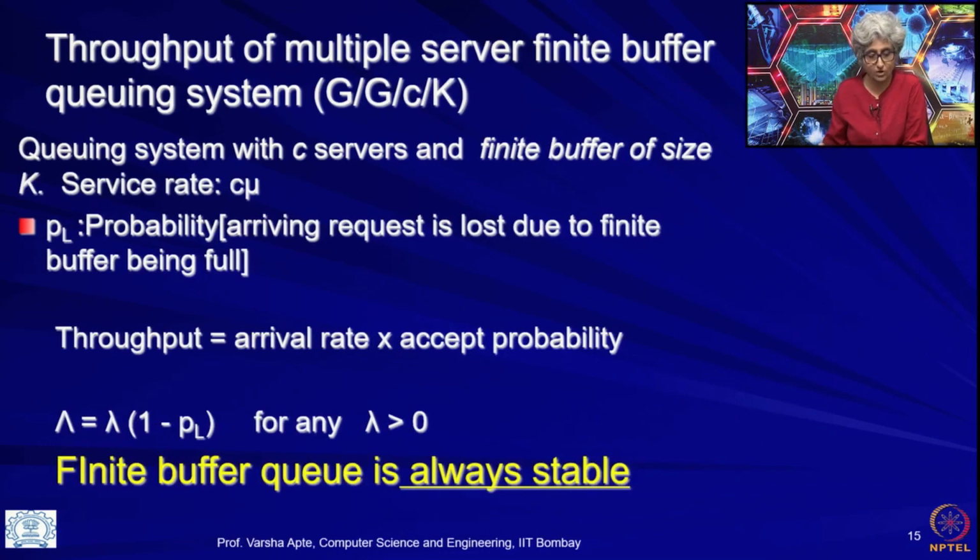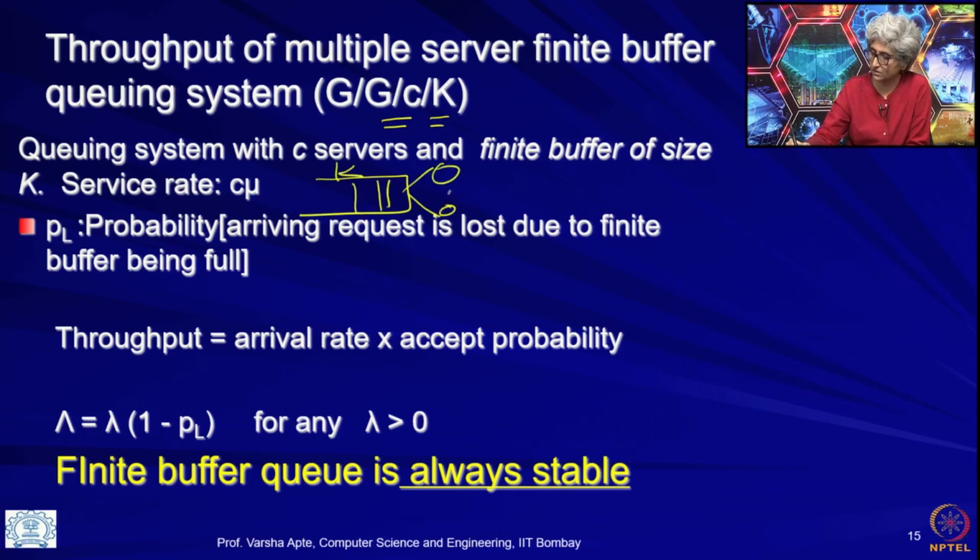Okay, that is what we are going to talk about next actually. So, let us talk about now the throughput of a multiple server finite buffer queuing system. We have C, which is the multiple servers, and K is the finite buffer. I can just draw this here to remind you all of this. This buffer has size K, these are the C servers, arrival rate is lambda, and we want to derive throughput. The service rate of these things is going to be C mu, and this buffer size is K.